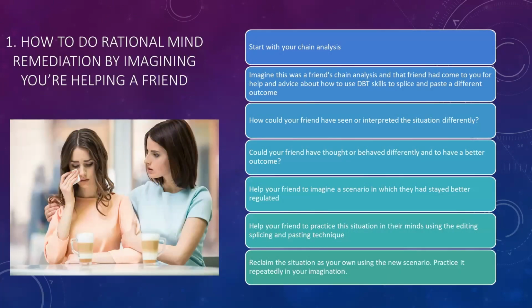In the simple session, Sam worked on rational mind remediation. She imagined that a friend of hers had just gone through a similar coming home late situation. The friend shared with Sam what happened and was desperate for advice. Sam thought her friend had issues with getting close to her partners and needed to work on that. She thought her friend could use feeling irritated by others as a target in her diary card. Sam suggested that rather than acting out her irritation, her friend might be mindful and curious about it.